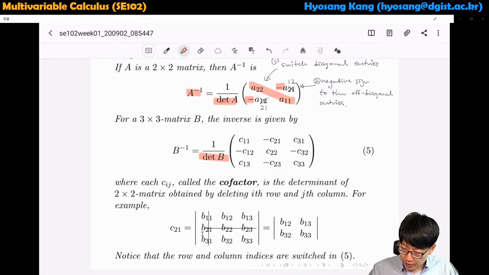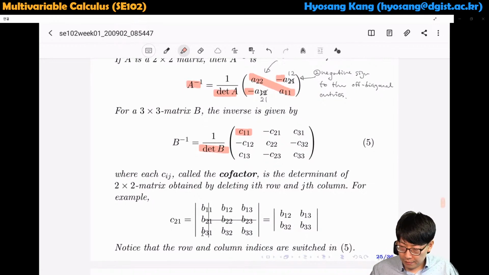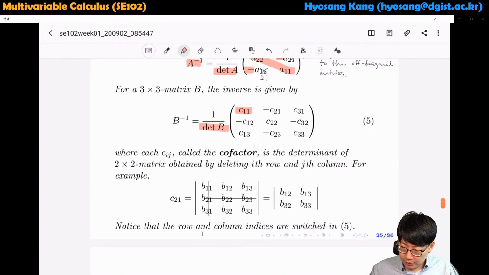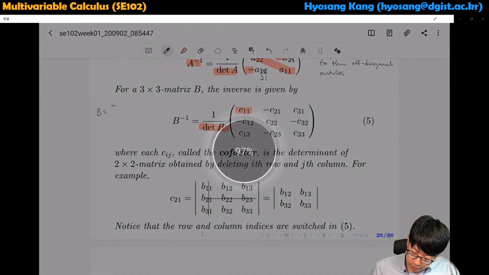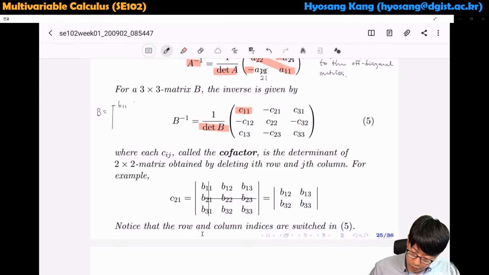So first of all, I want to get the first row, first column entry of the inverse matrix of the 3x3 matrix B. Then this one is obtained by removing the first row and first column of the matrix B and taking the determinant of the remaining 2x2 matrix. Let me explain that in the picture here. So here's B11, B12.